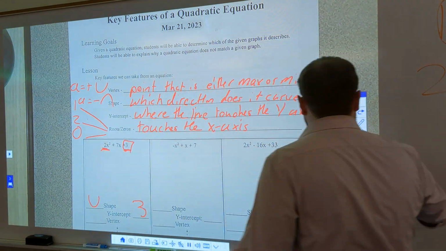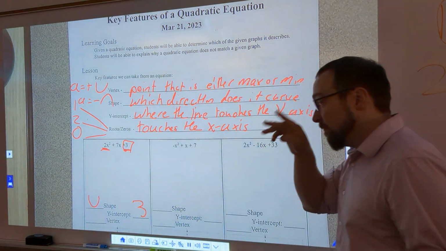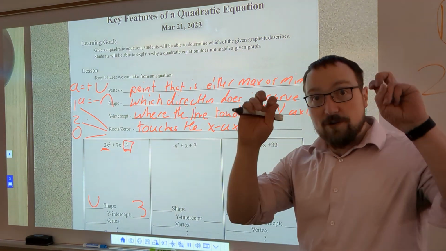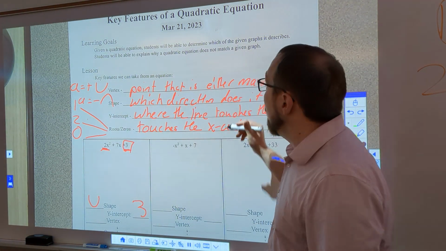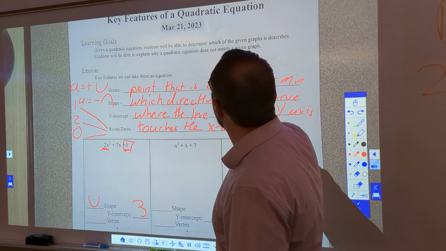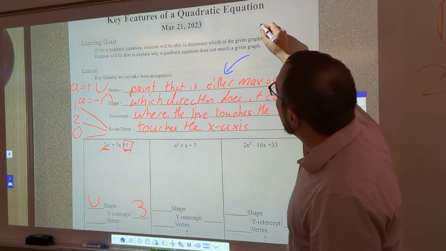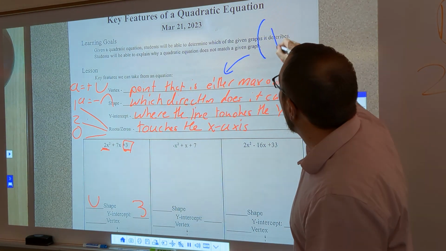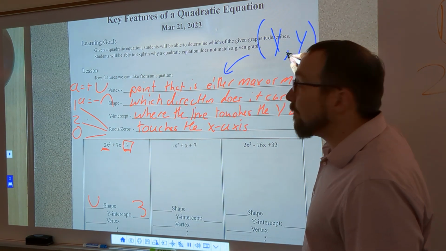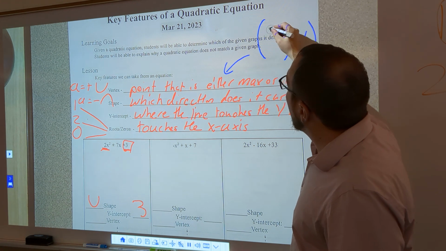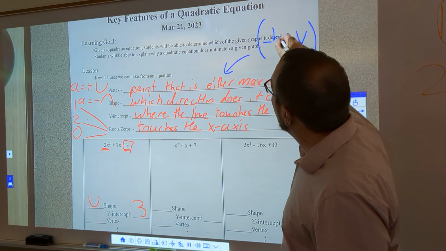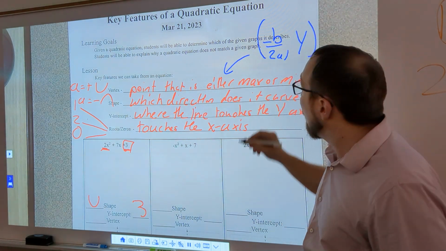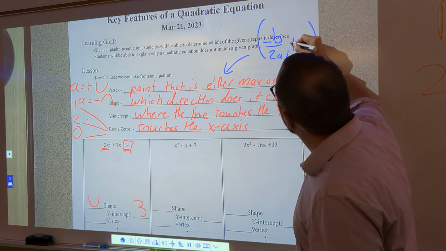Let me change to a different color so this doesn't get as confusing. So to find the vertex, what we need to do is use our vertex equation. This is the x part of the vertex. Remember, the vertex is a point, so it's going to be like an x and a y. The x part you find by doing the opposite of b over 2 times a. And you find the y part by plugging it in.